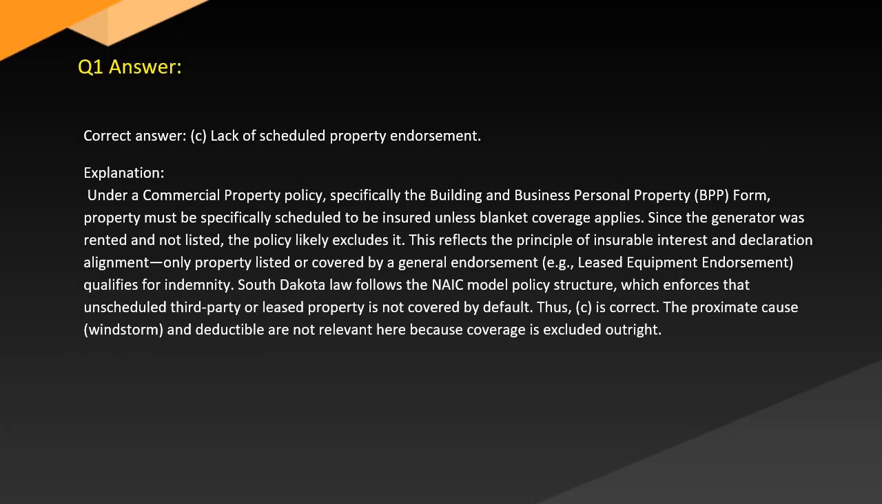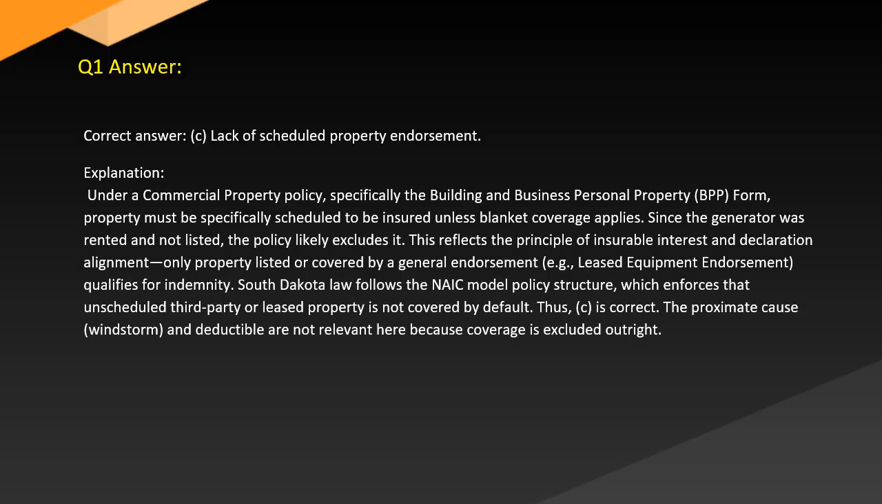Answer. Correct answer C. Lack of scheduled property endorsement. Explanation. Under a commercial property policy, specifically the building and business personal property (BPP) form, property must be specifically scheduled to be insured unless blanket coverage applies. Since the generator was rented and not listed, the policy likely excludes it. This reflects the principle of insurable interest and declaration alignment.